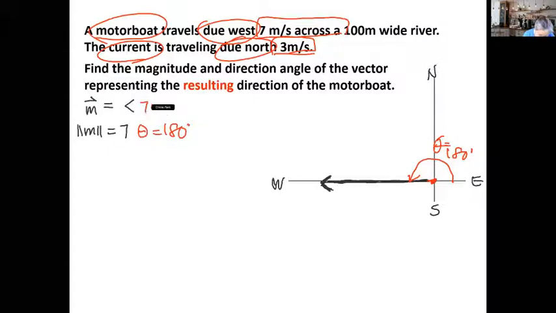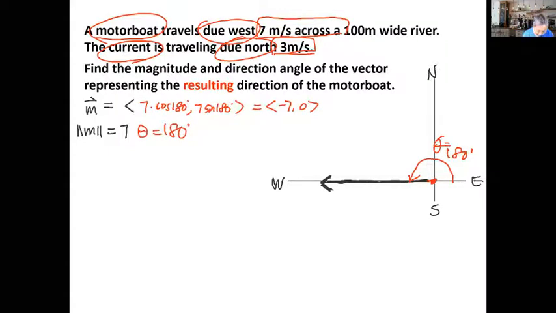Magnitude times cosine 180, that's the horizontal component. Magnitude 7 times sine 180 is the vertical component. Then if you calculate it, it's going to give you -7, 0. Then it makes sense to us because the vector m is just horizontal and it only has length horizontally. There's no length vertically, right? So it makes sense.